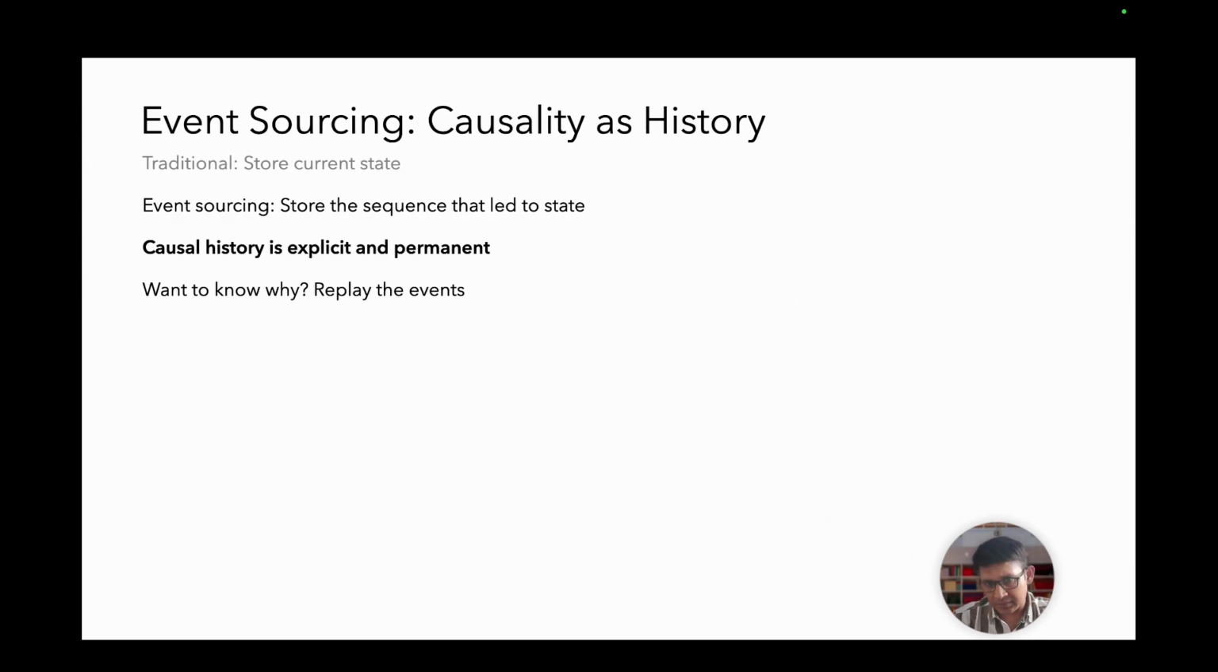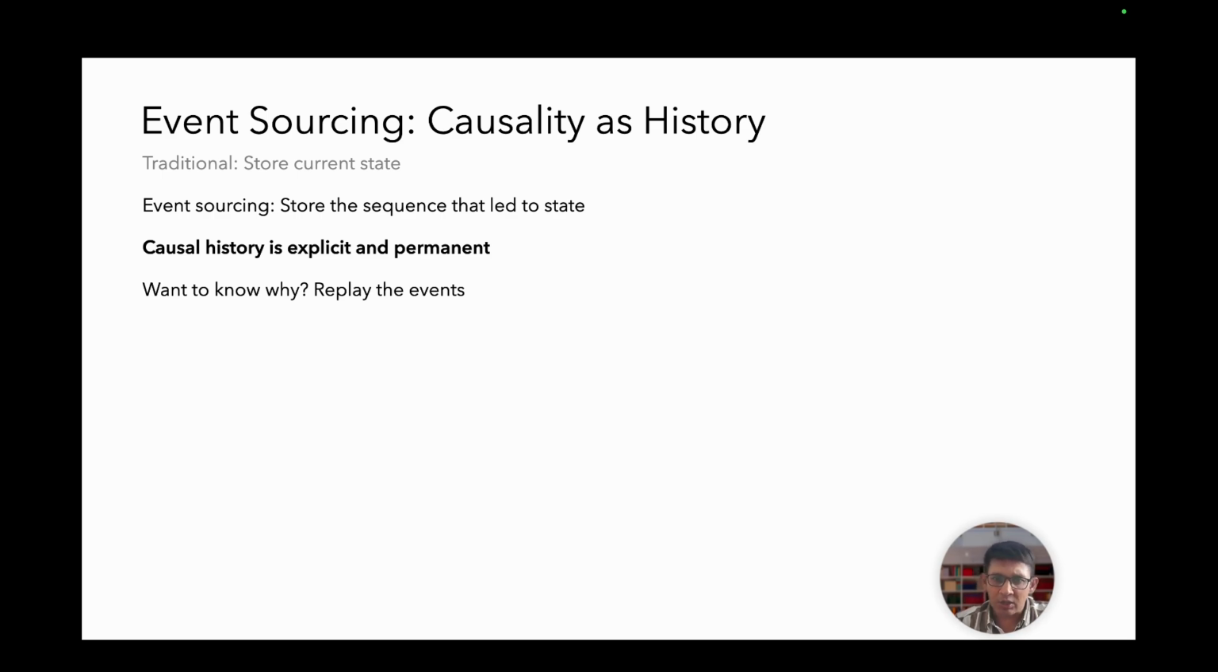Let's look at event sourcing. That's causality as history. Traditional databases store current state. Event sourcing stores the sequence of events that lead to that state. Every state change is recorded as an immutable event. Now, why does this help causality? Because you're making the causal history explicit and permanent. Want to know why this field has this value? You just replay the events. The entire causal chain is preserved.